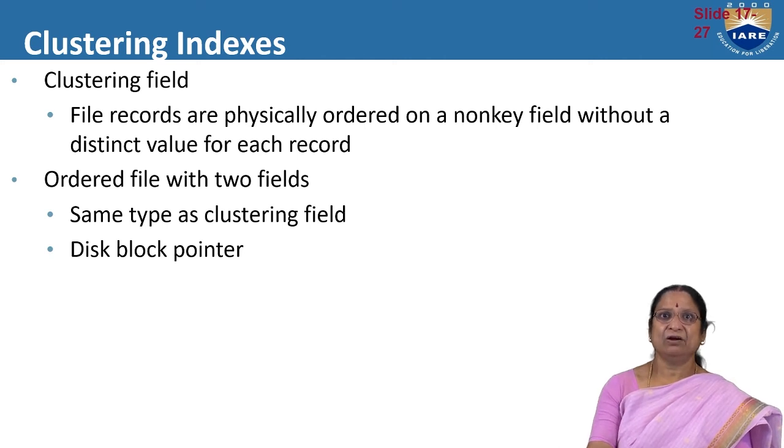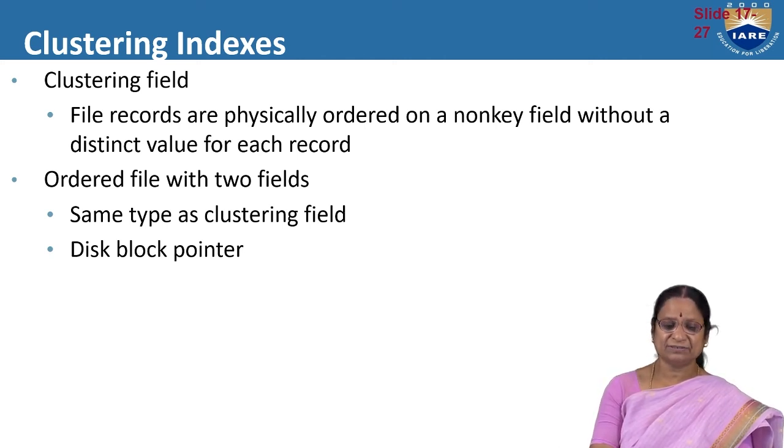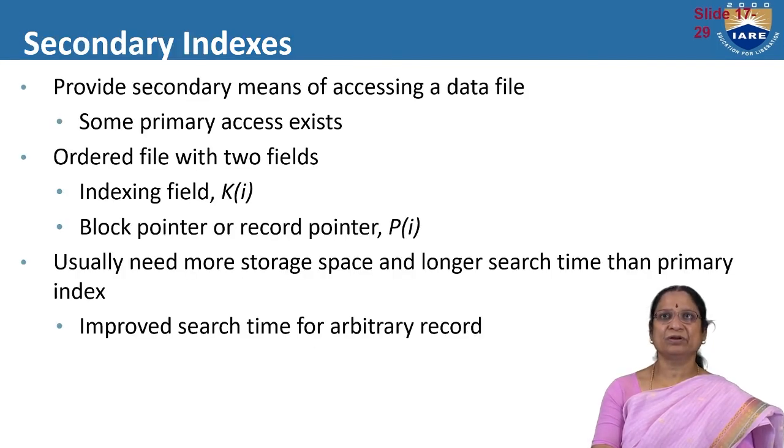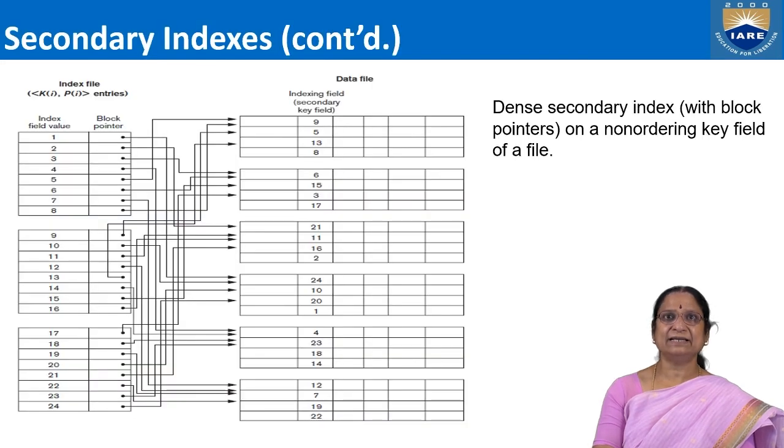Clustering of the indices: an ordered file with two fields, of the same type as the cluster field and a disk block pointer, can be used for our indexing. So now you observe a cluster ID will be there, and for the cluster, the address is given. For department 1, CSE, one group; department 2, one group; department 3, one group, and so on. Secondary indices will be there. Hash index is also one of the secondary indexes. This is the first index, which will give the secondary indexing, then it will be considered.